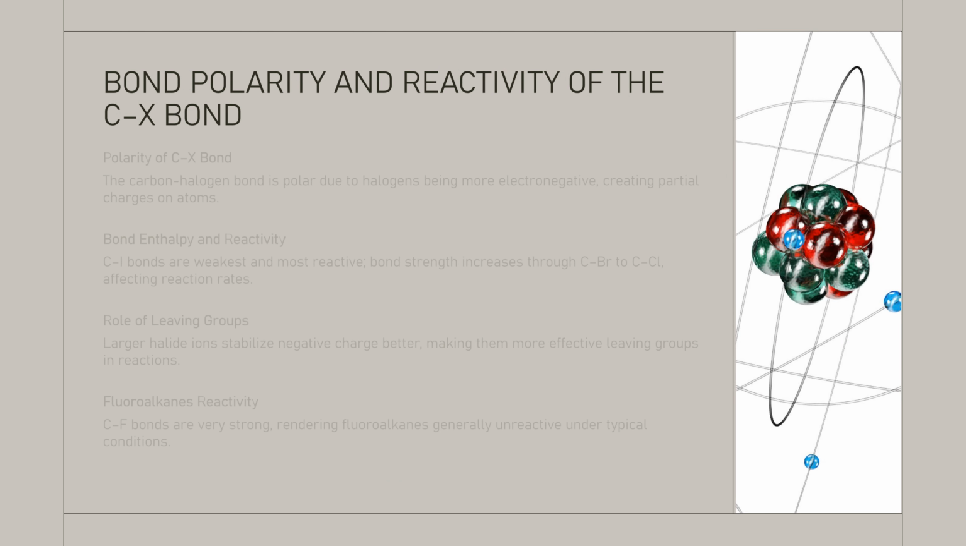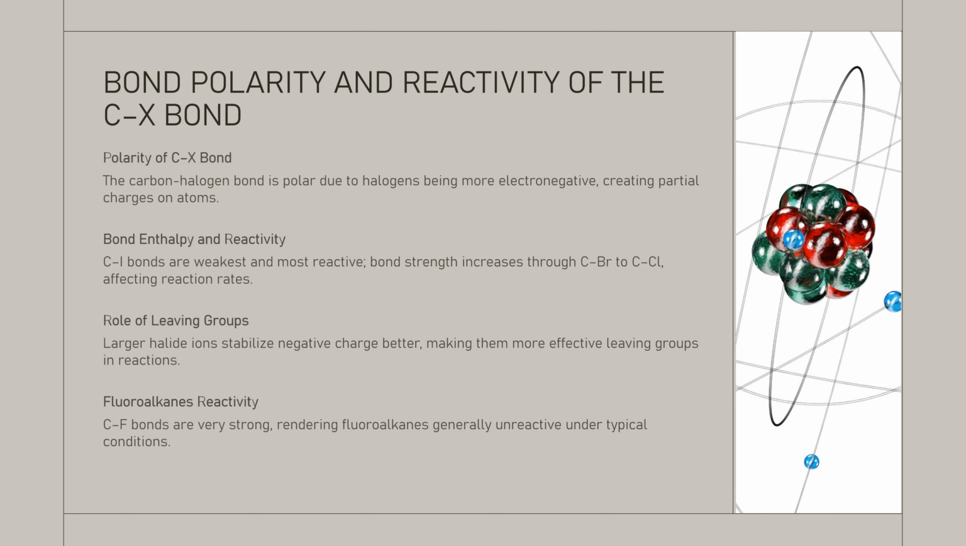Halogens are more electronegative than carbon, so the C-X bond is polar, with the carbon atom carrying a partial positive charge and the halogen carrying a partial negative charge. This polarity makes the carbon atom susceptible to attack by nucleophiles, which are species that donate a lone pair of electrons. Reactivity trends among halogenoalkanes can be explained by considering bond enthalpy. The C-I bond is the weakest, followed by C-Br and then C-Cl, meaning iodoalkanes react fastest in substitution reactions.